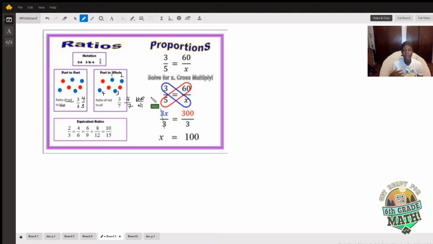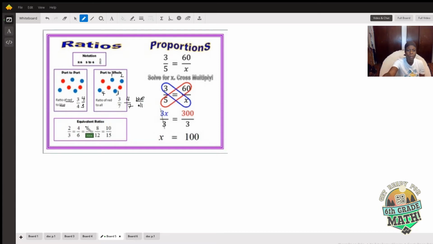And you can easily flip it around and say, what's the ratio of all to red? All to red would be 7 to 3. All to blue, 7 to 4. But again, you have to write the ratio exactly to what they are asking for.